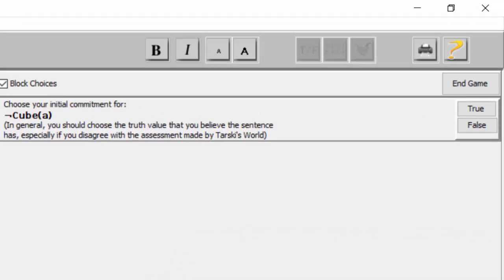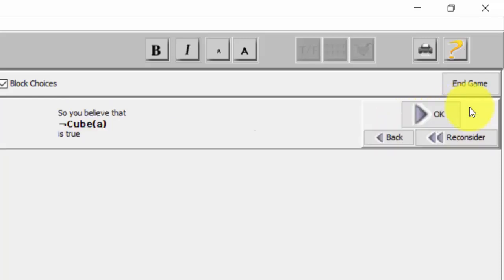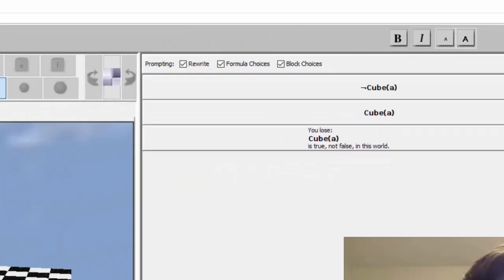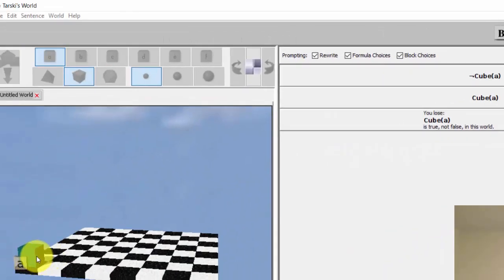So we choose our initial commitment. This is what this asks us to do. The sentence that we were looking at is not the case A is a cube. Let's say we think it's true. So it's going to check with us to make sure that we really do believe that. So let's say okay. And notice then that commits us that A is a cube is false. We lost the game because A is a cube.